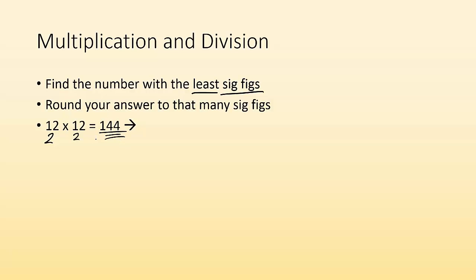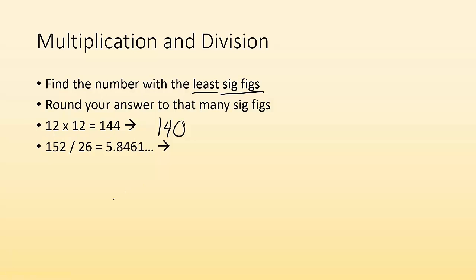So I count from the leftward side. That means this 1 is my first sig fig. That 4 is going to be my second sig fig. I look over, it's a 4. My 4 in the tens place is going to stay a 4. So I get 140. So that's how that's going to work. All right, let's take a look at another example.